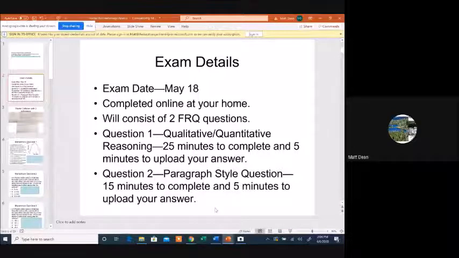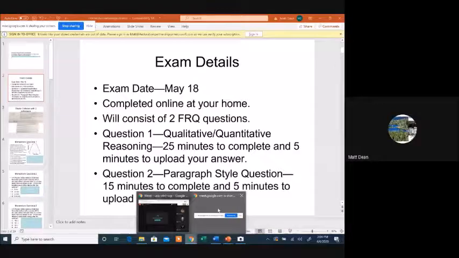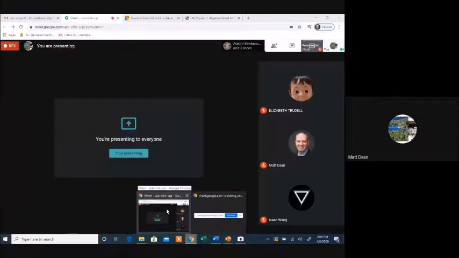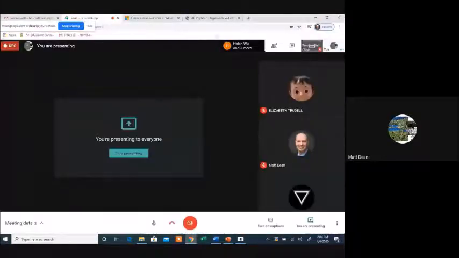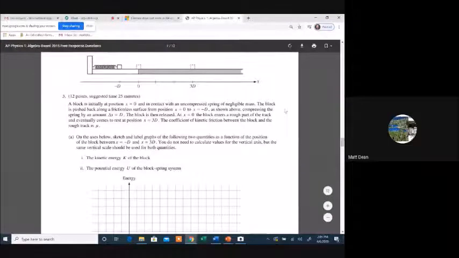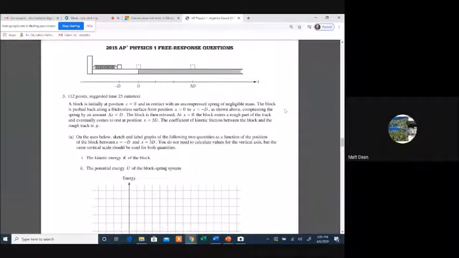Let's look at an example of what the question 1 type, the qualitative, quantitative reasoning question, is going to look like. This is actually a question we looked at in our last session or the session before that. Let me see if I can get that pulled up real quick. So this is a qualitative, quantitative reasoning question. So take a minute and read it. If you've been on our webinars, you've seen this question before.